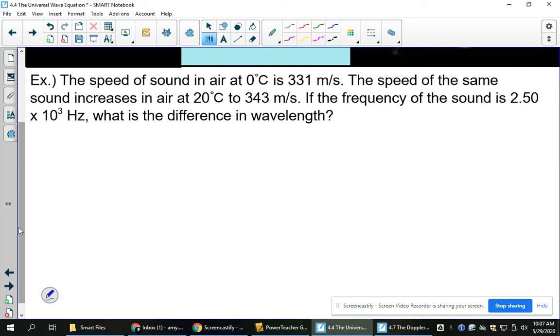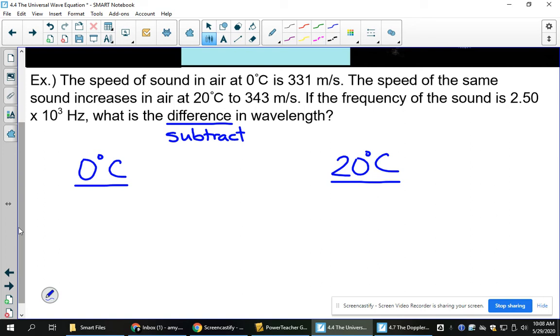We have a sound wave, or the speed of sound in 0 degrees Celsius air being 331 meters per second. The speed of the same sound increases in air that's 20 degrees to 343 meters per second. If the frequency of the sound is 2.50 times 10 to the 3 hertz, what is the difference in wavelength? So the first thing I kind of zoom in on is that word difference. So in math, what do we mean by difference? We mean we need to subtract. So ultimately, we're doing this question for 0 degrees Celsius, for 20 degrees Celsius, and we're subtracting our answer.